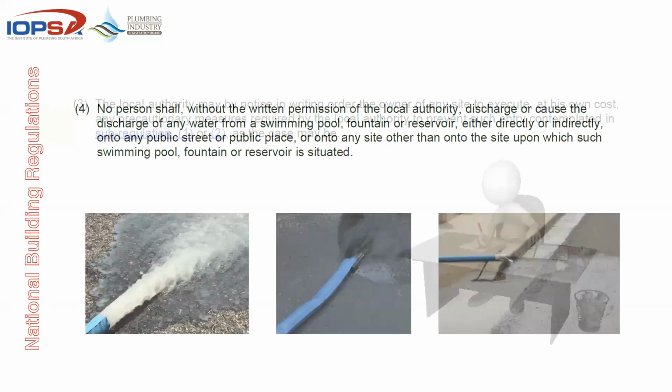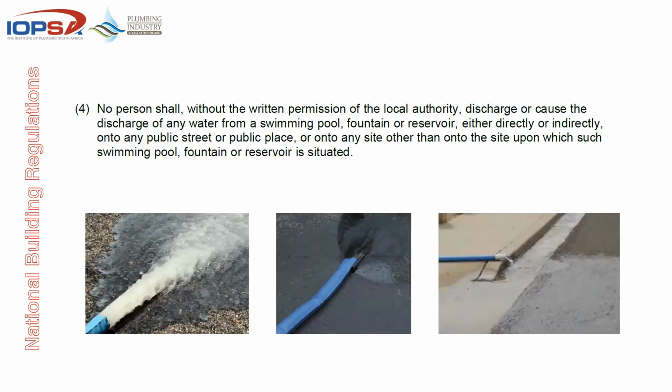So then the fourth point is, no person shall, without the written permission of the local authority, discharge or cause the discharge of any water from a swimming pool, fountain or reservoir directly or indirectly onto any public street or public place or onto any site other than the site upon which that pool or fountain or reservoir is actually situated. There are a number of reasons for that.